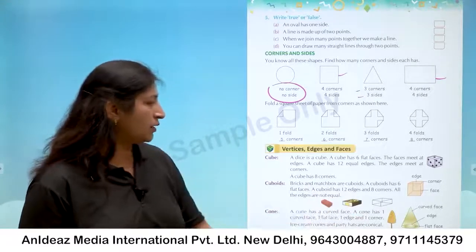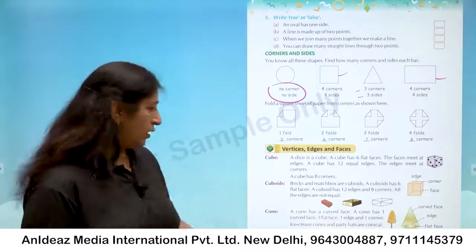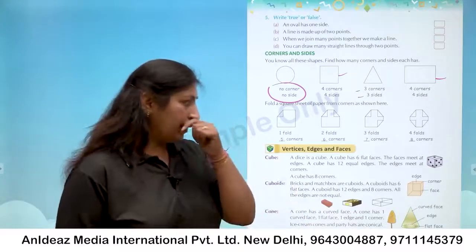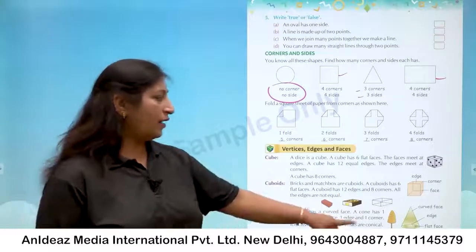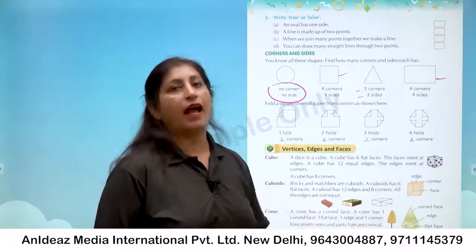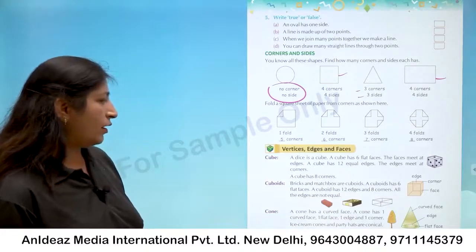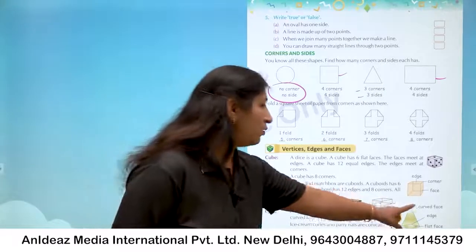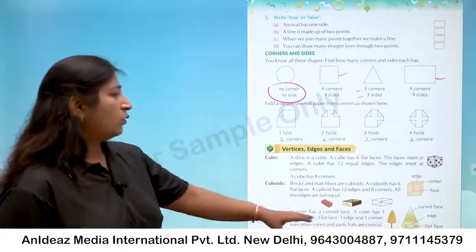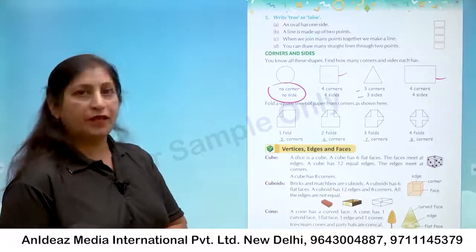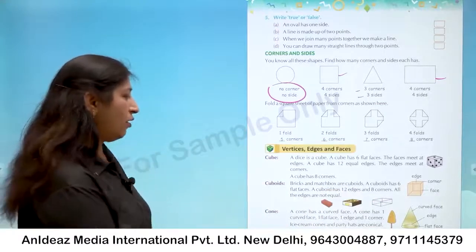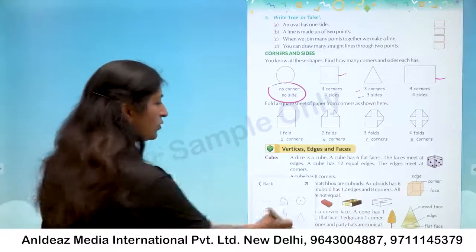Now we move towards the cone. What is a cone? A cone has two faces. One is flat and one is curved, and it has only one edge. And what about its corner? It has a single corner on the top. So we are talking about its curved face, flat face and one corner. We can see it over here also.